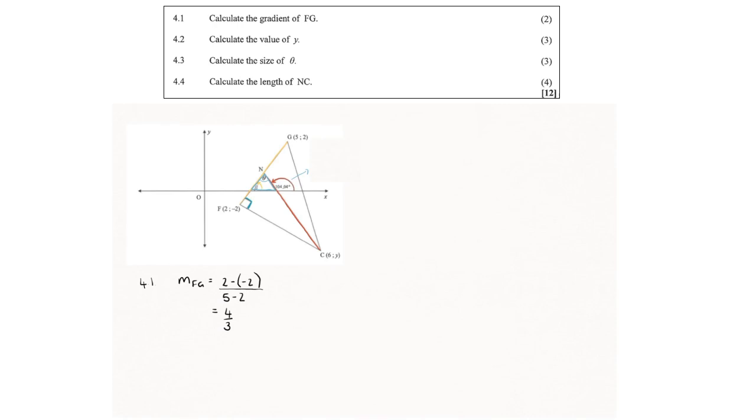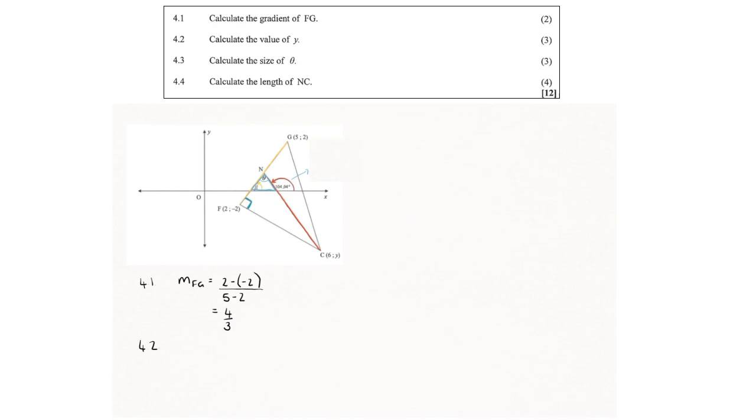And this simplifies to a gradient of 4/3. And for this question, you get 2 marks, 1 mark for the correct substitution, and 1 mark for the answer, 4/3. Next, they ask us to calculate the value of y. So if we look on the sketch, y is the y coordinate of the point C.